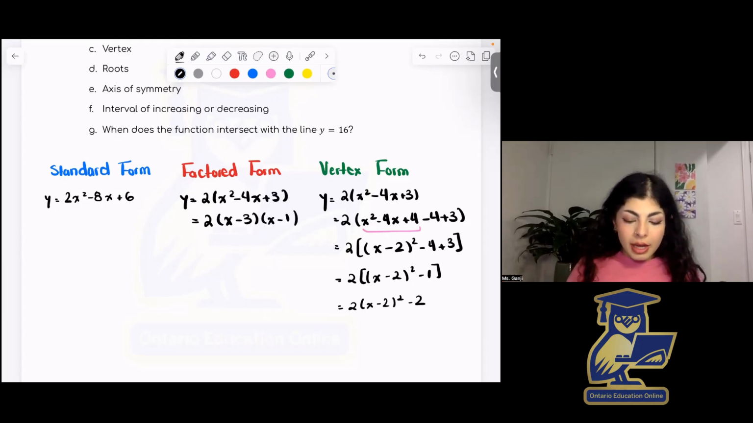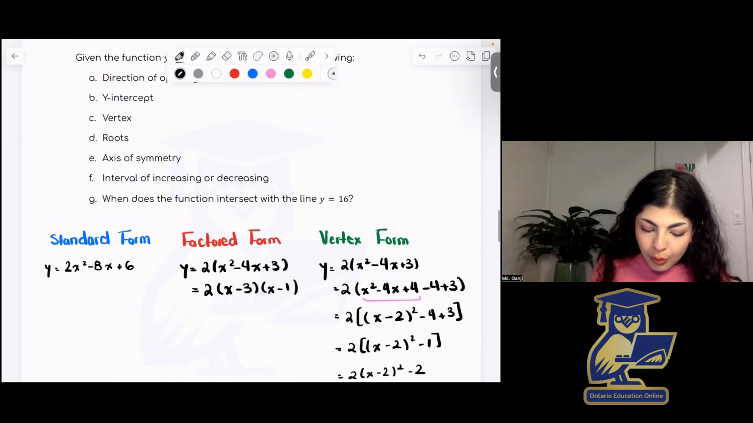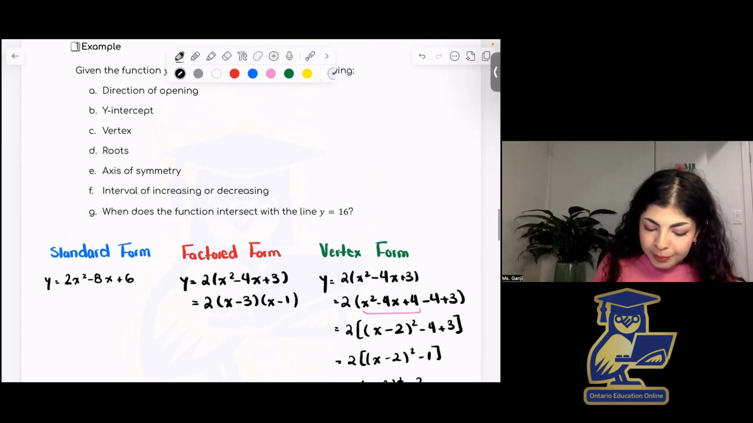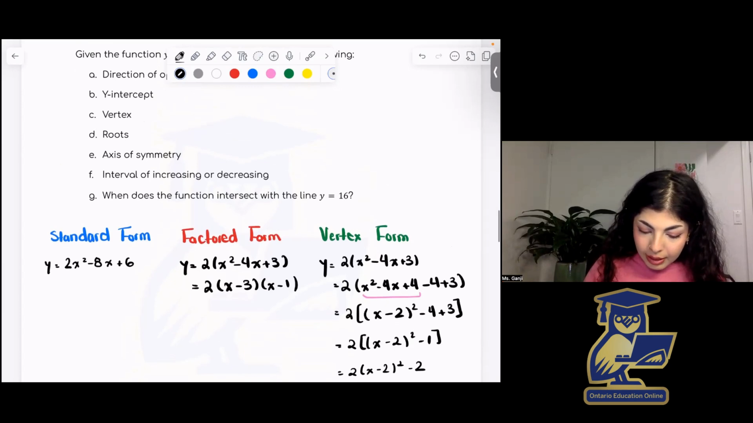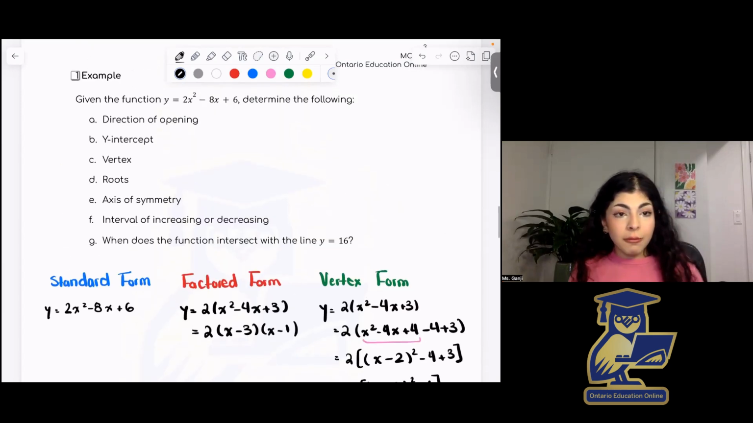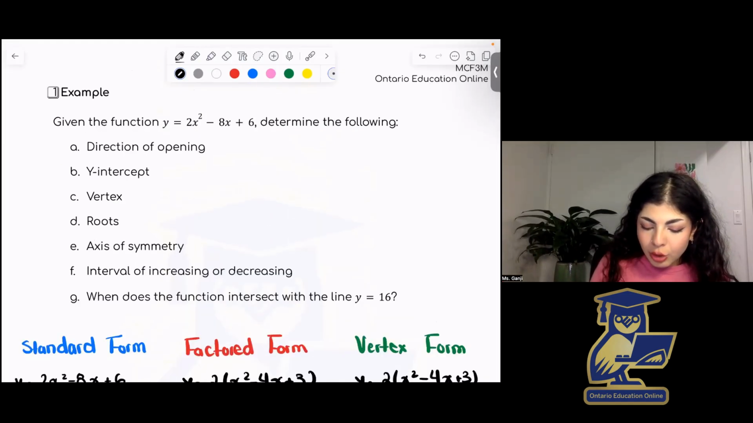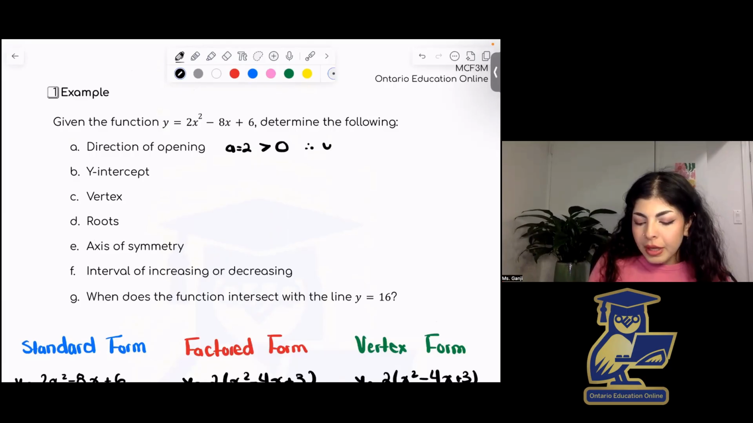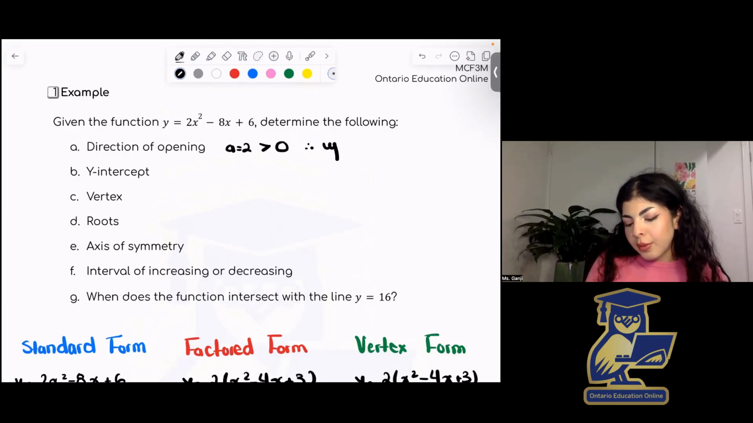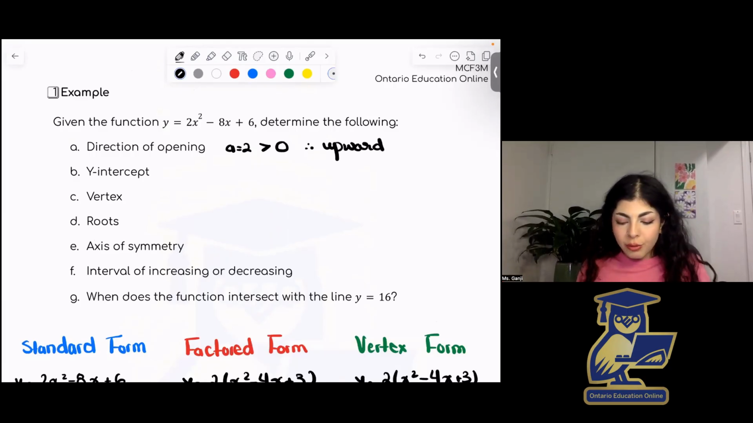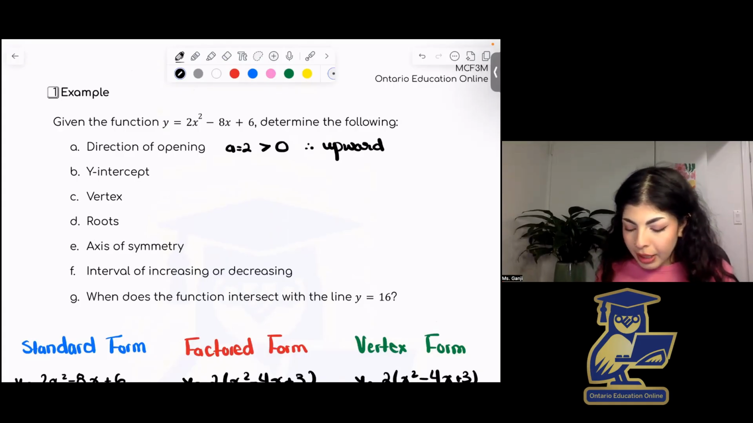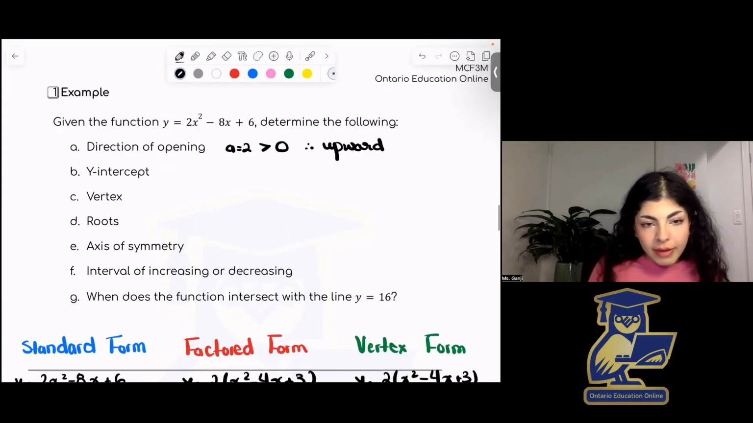So now let's try to answer all those questions. The direction of the opening we actually could tell from the standard form. We didn't need to do anything for it. A is 2, which is greater than 0, therefore upward. You should try writing your full sentence: the direction of opening is upward, but here I'm just going a little faster.